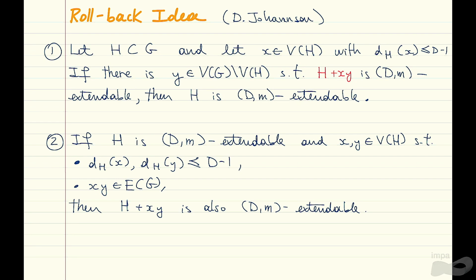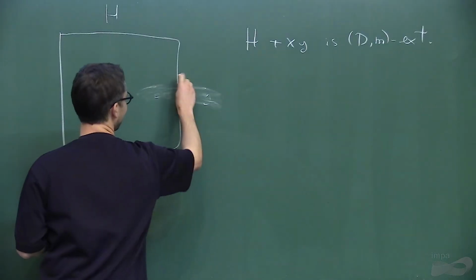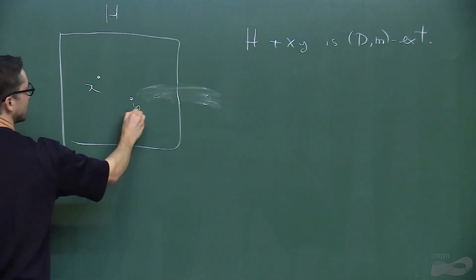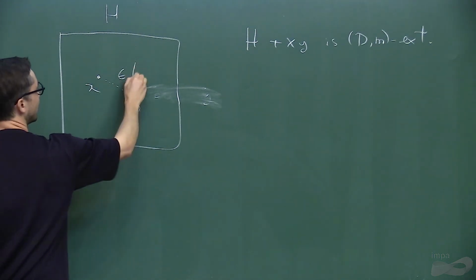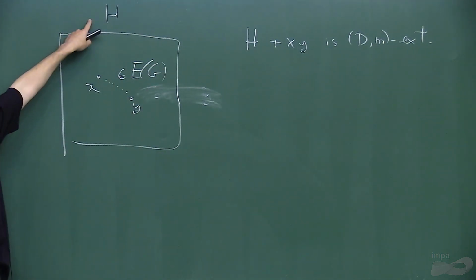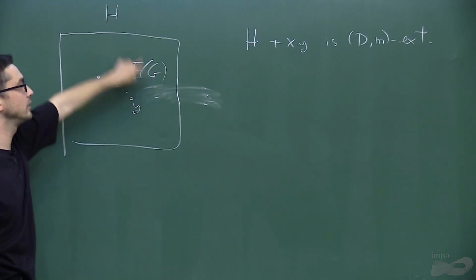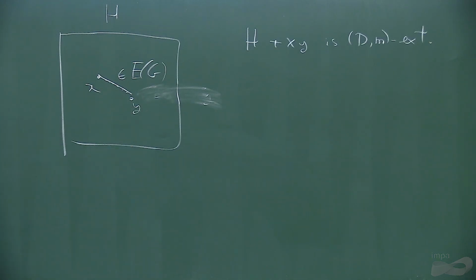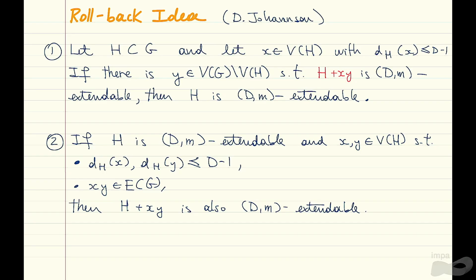The second observation, which I think is also going to be important, is the following. Suppose I have two vertices here, x and y, and this edge belongs to the graph G, but not to H. We don't know. The second observation is saying that we can add this edge, and everything remains extendable. Again, it's obvious, because we only care about neighbors outside the graph. But these two observations are quite powerful.